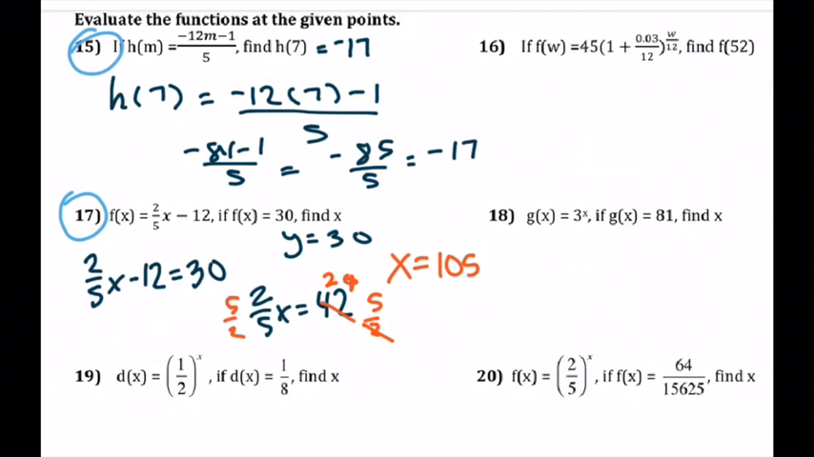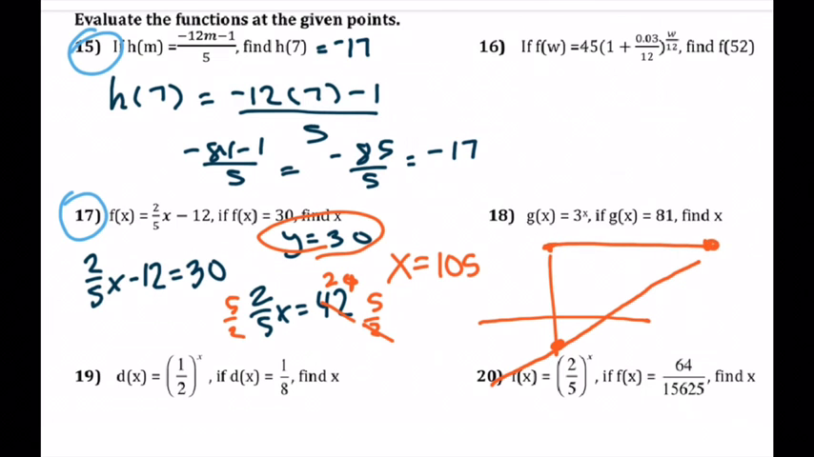So that means that if I was looking at this graph, and I don't really have space to draw this, I'll just draw it over here. If I was looking at the graph y equals 2/5 x minus 12, it's going to look something like that. And if I know that y is 30, that means go up to y equals 30. How far would I have to go over to meet that graph? Where would the x be on that? The answer would be 105. If I go over to 105, I would go up 30 to be on that graph.